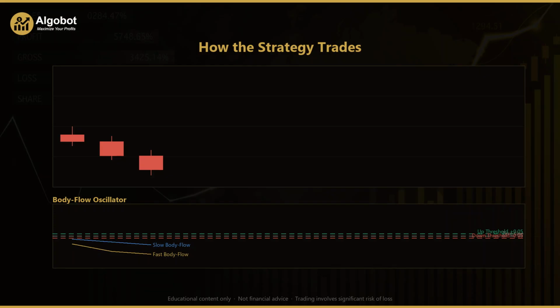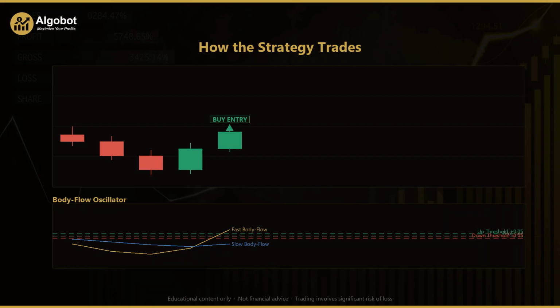Look at the first three candles. Price is drifting lower, and each candle prints a bearish real body. Down in the subpanel, both the fast and the slow body flow lines sit well below the zero line, confirming that recent conviction has been to the downside. There is no signal here because nothing has crossed.